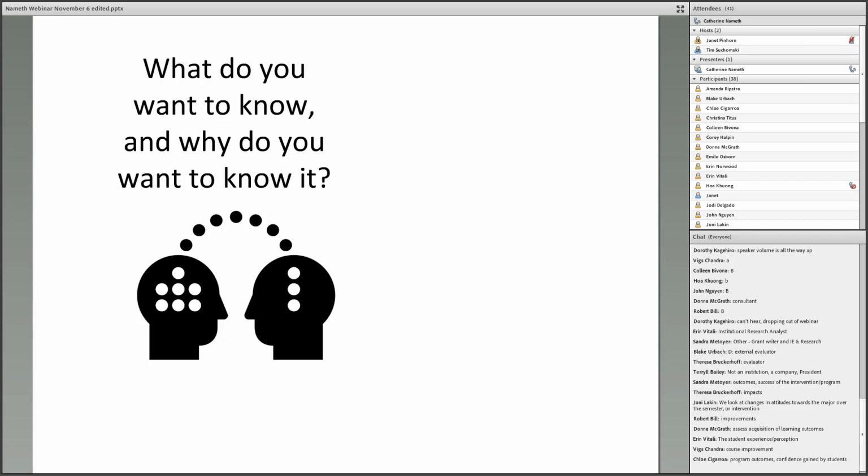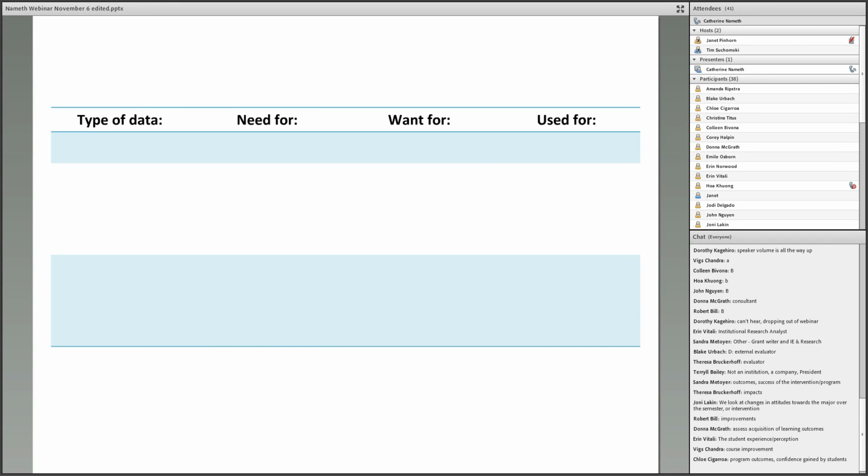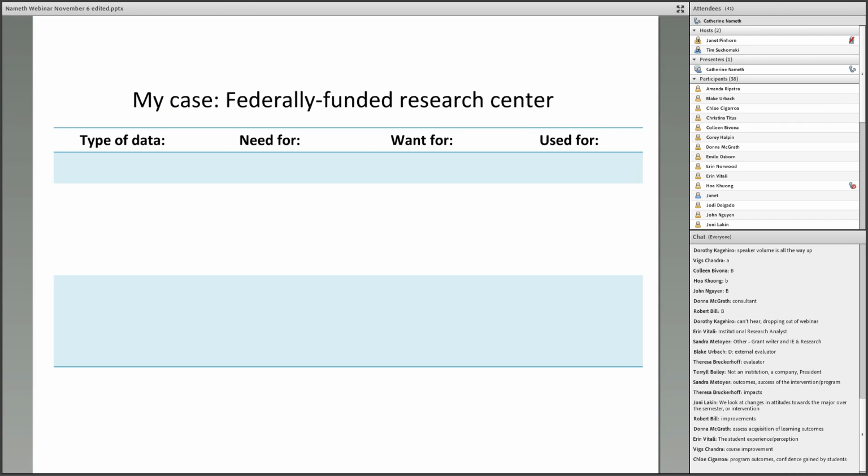I'm going to move on now to how I start to answer this question: I make a simple chart. I separate needs from wants. So I think about what type of data I need, what I need it for, or what I want it for, and what I want to use it for. So, separating needs from wants and thinking about type of data and data use. I'm a firm believer in evaluation use. And so I'm always thinking about, well, why? Why am I collecting this information? What will I use it for?